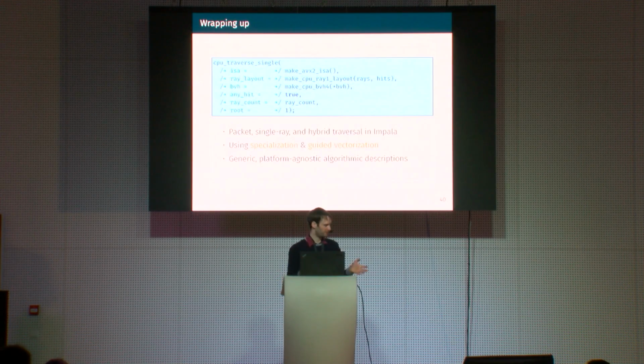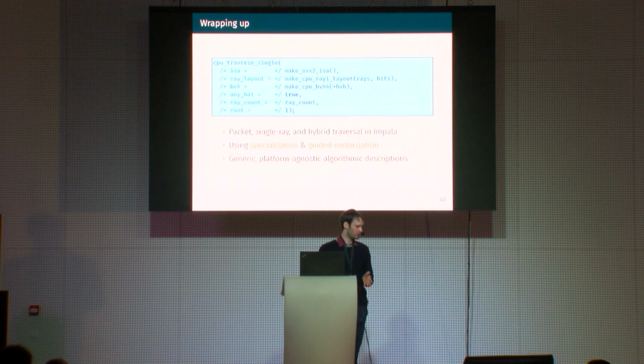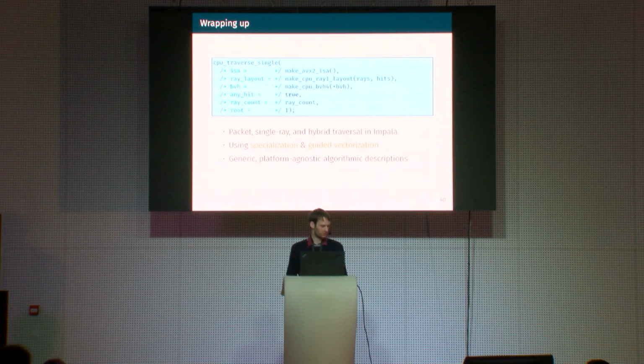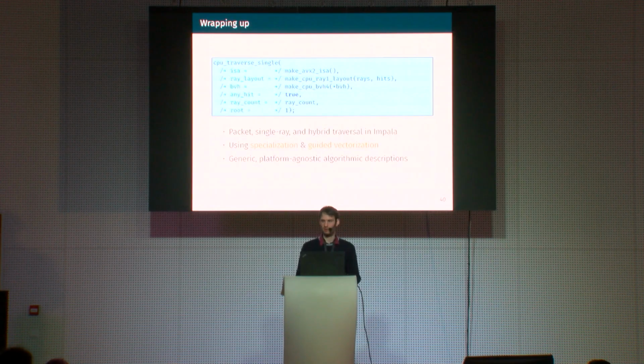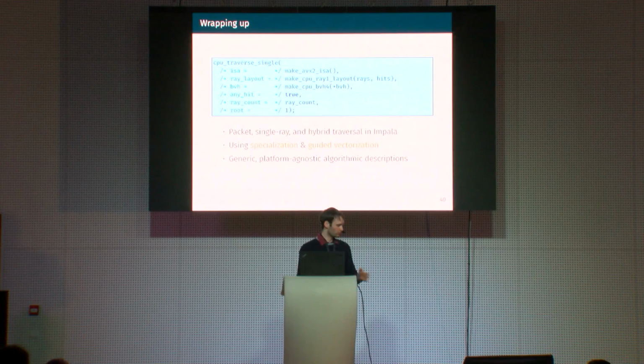So to wrap up, we have some high-level code, which gives us a description that's platform agnostic, and mostly it's just an algorithmic description of what you would do. And you use specialization and guided vectorization to come up with good code at the end. What's important here is that you just have a function, and you just write your arguments, and the designer of the function decides when and how to specialize. So if you didn't know about the implementation of the function, you don't know what it does, but you know that you're going to get the best code possible with this combination of arguments, which is really nice.